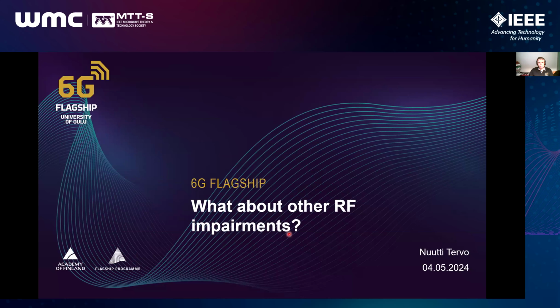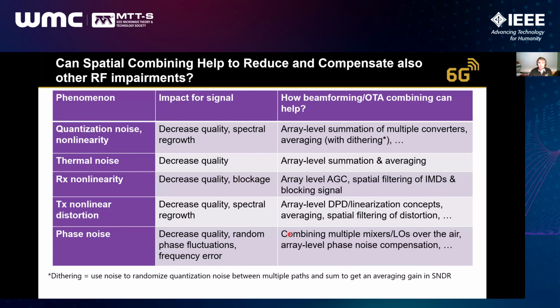So what about all other RF impairments? Now we talk more about nonlinear distortion, but is there something from this that we can take away when we talk about other RF impairments? And indeed we can. Maybe this is a random table, but actually we can benefit at array level in almost all RF impairments if we think about that in the transceiver architecture.